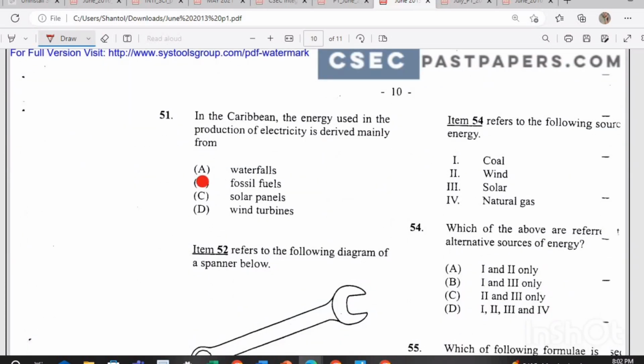Question 54 refers to the following sources of energy. You have coal, wind, solar, and natural gas. The question asks, which of the above are referred to as alternative sources of energy? If you said 2 and 3, you are correct. Wind and solar only. And that's C.